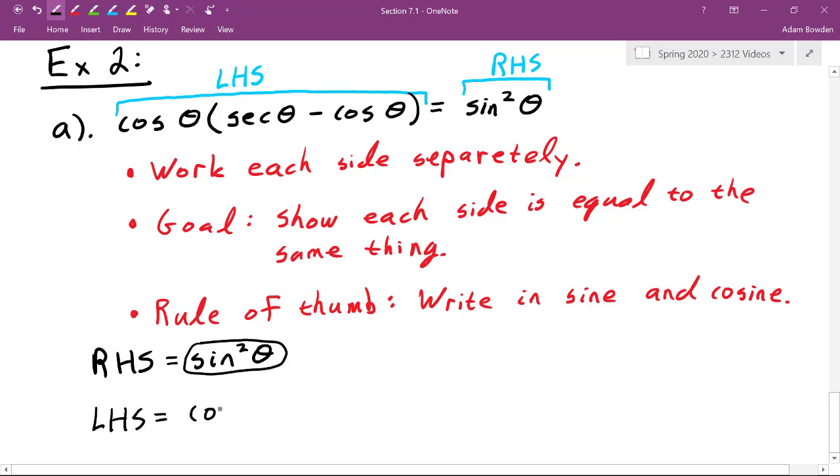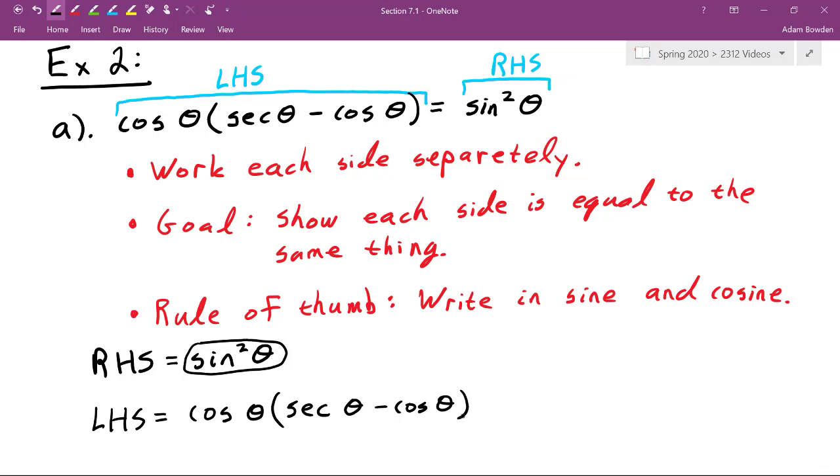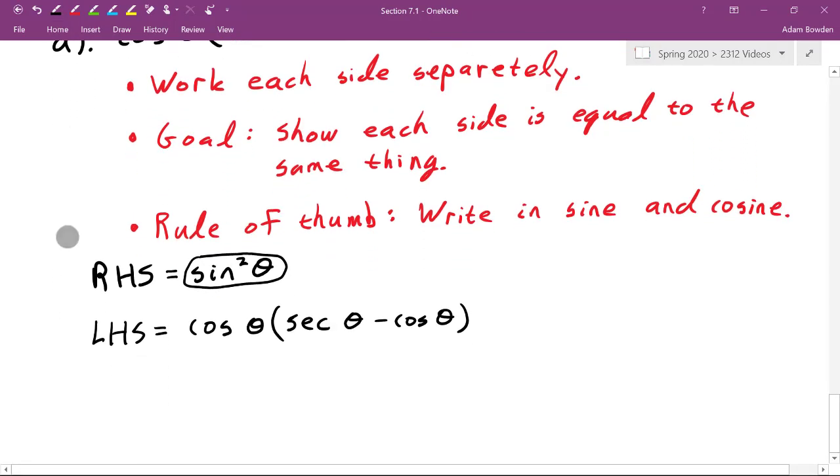The left-hand side has a lot more going on with it. We usually will start with the side that has more stuff going on, the more complicated side, which is another rule of thumb. We can convert this over into sine and cosine, particularly the secant. Let's start off with the secant here. We're going to change that over to 1 over cosine theta. So it looks something like this.